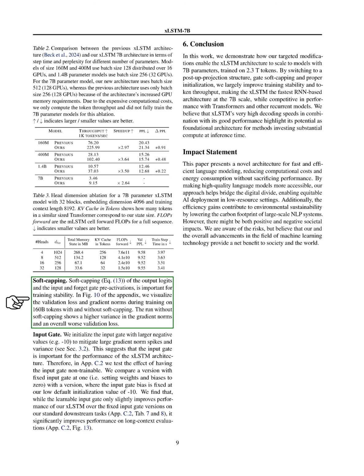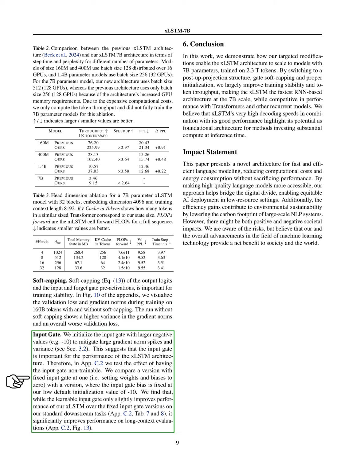We also highlight the importance of soft capping the output logits and the input and forget gate pre-activations for training stability. Our visualizations show that runs without soft capping exhibit higher variance in gradient norms and poorer validation loss. Lastly, we initialize the input gate with larger negative values to reduce spikes in gradient norms.